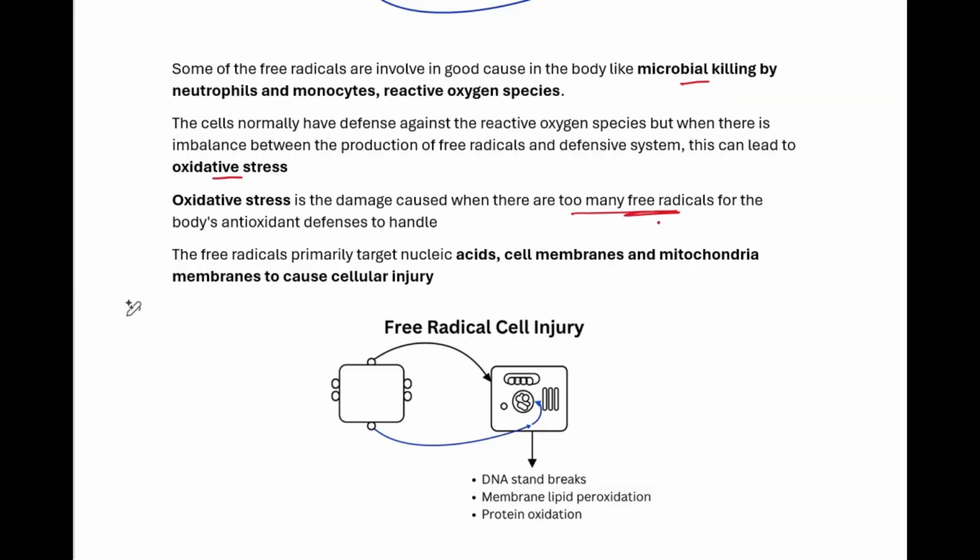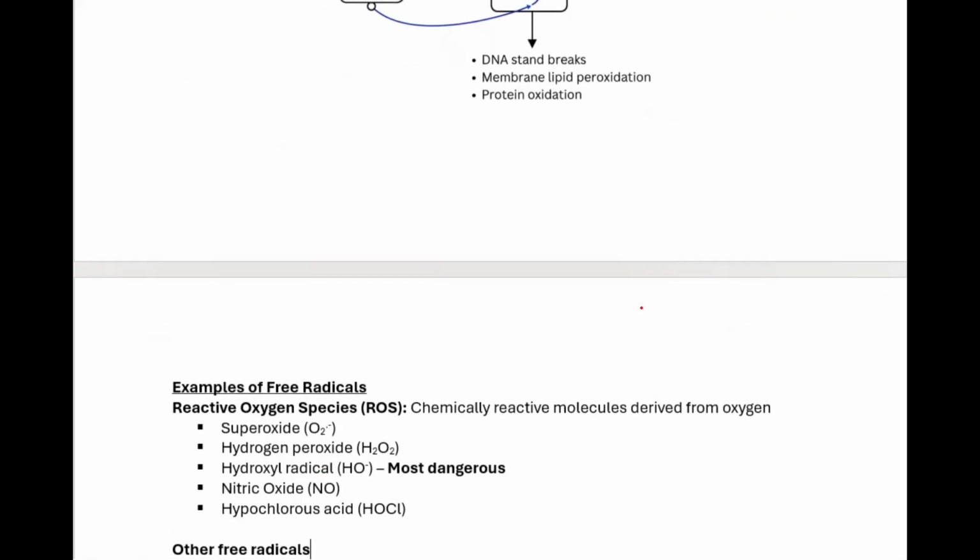Oxidative stress is the damage caused when there are too many free radicals for the body's antioxidant defense to handle. When you look at these free radicals, their primary targets are usually the DNA, the nucleic acid, and the cell membrane. So they can cause DNA breaks, membrane lipid peroxidation, and protein oxidation, which we're going to see later in the lecture.